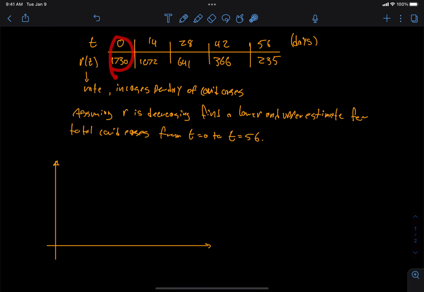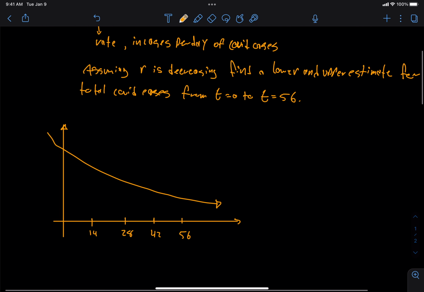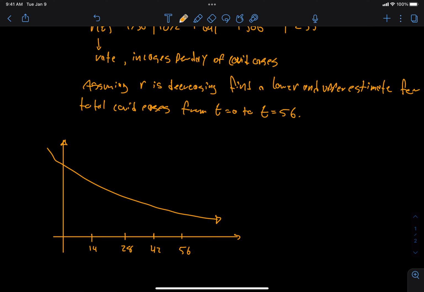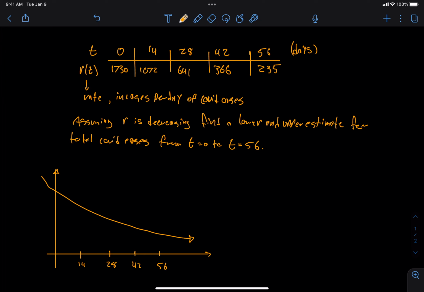So at time 0, we have lots of cases per day, and then we have less and less cases per day as we go along. So this function could look like the following. I'm going to go 14, 28, 42, and 56 here. And I know that the function, generally speaking, is going down. I don't actually know how fast it's going down, but I don't really care. I'm just trying to see the picture of what this function looks like generally.